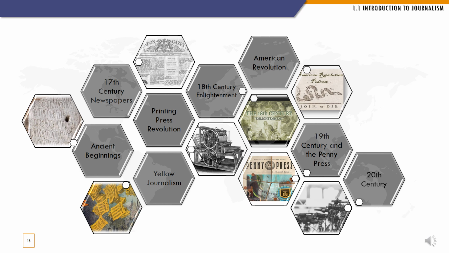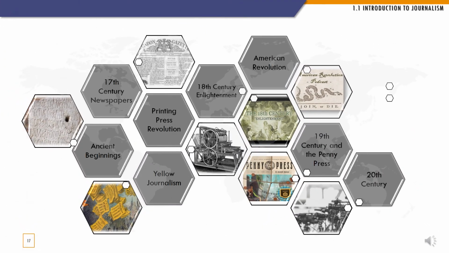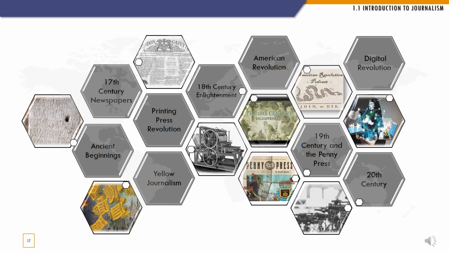8. The 20th century brought advancements in technology such as radio and television, which expanded the reach and influence of journalism. It also saw significant events covered by journalists, including world wars, the civil rights movement, and the Watergate scandal. 9. Digital revolution. The late 20th century and the 21st century have witnessed a digital revolution in journalism. The internet has transformed the way news is produced, distributed, and consumed. Online news platforms, social media, and citizen journalism have become integral parts of the media landscape.